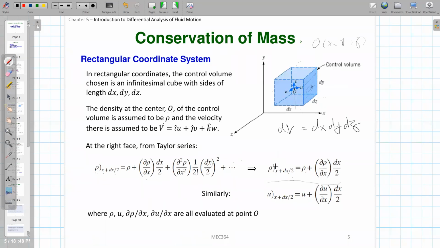Okay, so this is for the rho. And similarly, because we want to calculate the mass flux on this surface, we also need to know the velocity. Assume that the velocity at the point O is u. So the velocity at this right surface will be u at x plus dx over 2. Using the Taylor series again, it will be equal to u, the velocity at this point O, plus partial u partial x times dx over 2. Right? After you have these two terms, we can calculate the mass flux flowing out from this surface, and because this is the positive x direction, right?